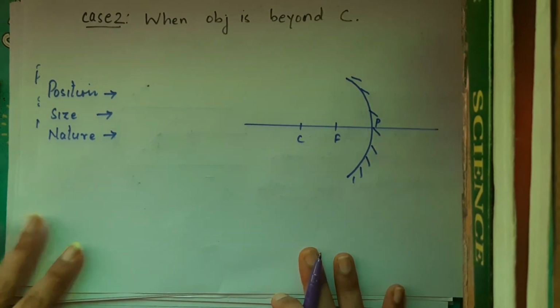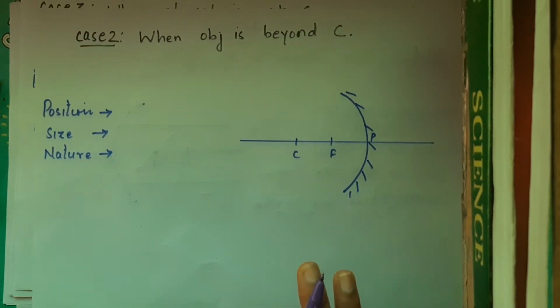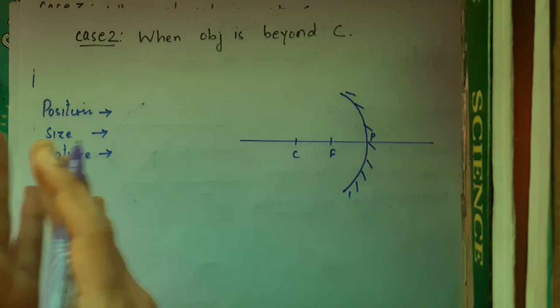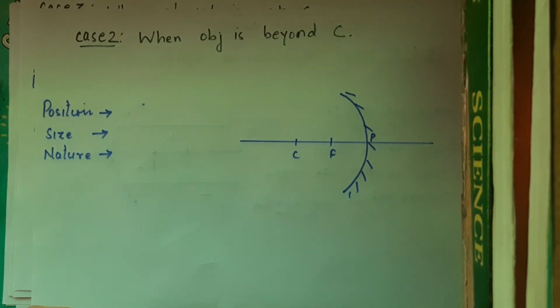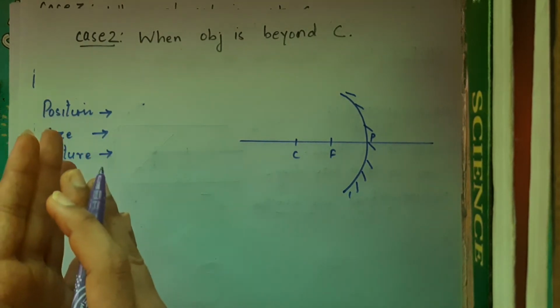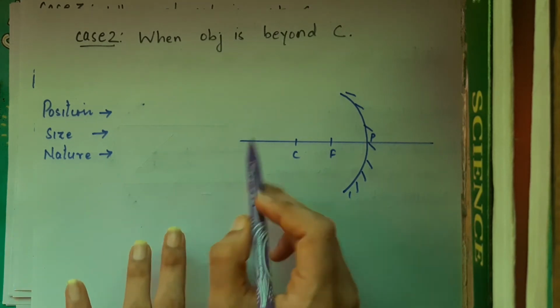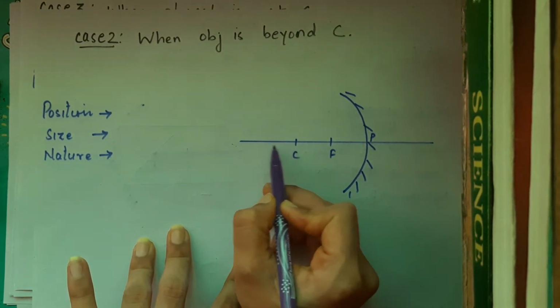So case 2 is that when the object is beyond C. So I have told you that there are 6 cases and we're moving from left to right, right? So that is a pattern here. So we are moving from left to right. So one case was when the object is at infinity. Now the second case is that I can place my object anywhere beyond C.